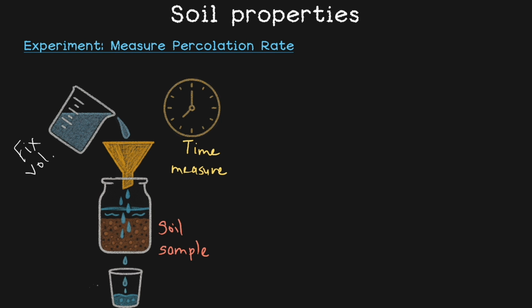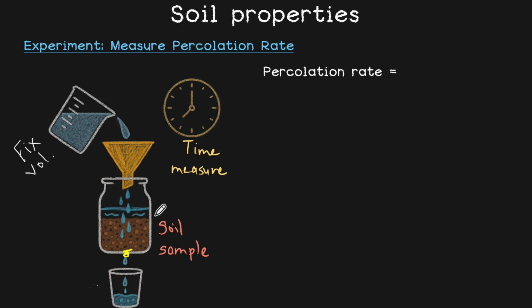Now, one small mistake that I made in this diagram was to leave out a hole here. So I'll just request you to assume a little hole here from which your water will be dripping out. And you have to measure the fixed amount of water, and how much time it takes to get through this much amount of soil.